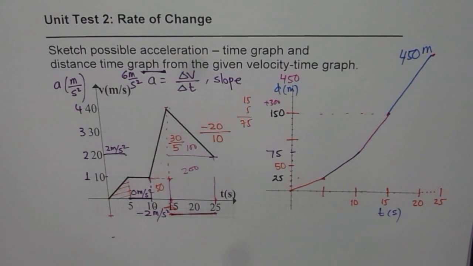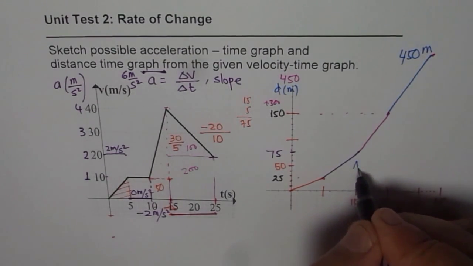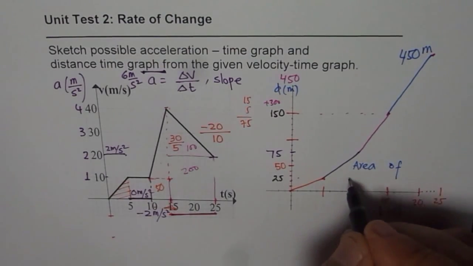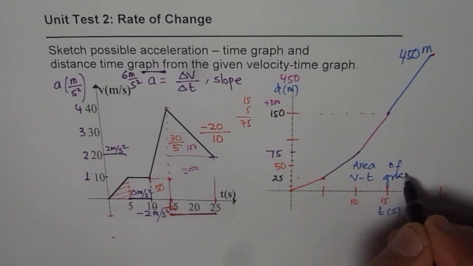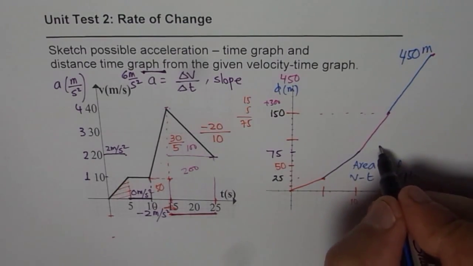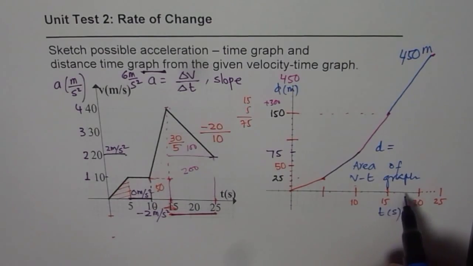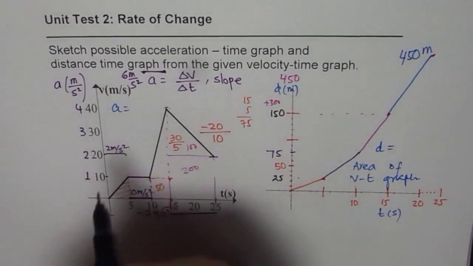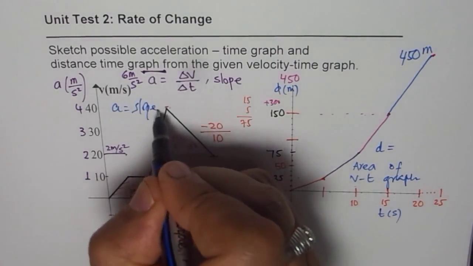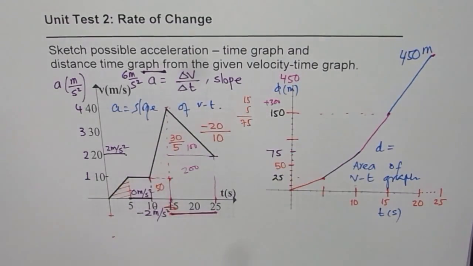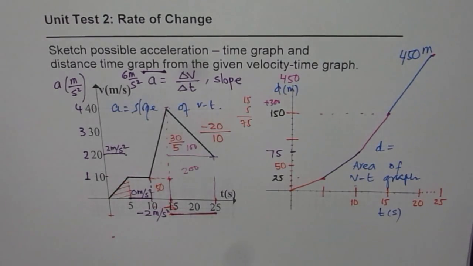The whole idea here is to teach you that you can always find distance from a velocity-time graph by the area of the velocity-time graph. So distance is equal to the area of the velocity-time graph, and acceleration is the slope of the velocity-time graph, right? If you understand that part, then I think you can do any question relating to converting this velocity-time graph to an acceleration-time graph and a distance-time graph.